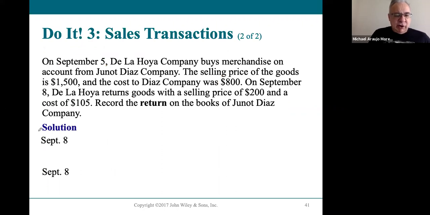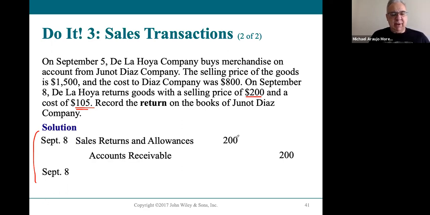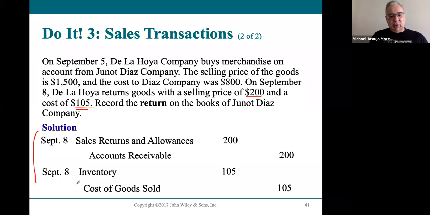3 days later, they return goods. These goods are not defective, so they can sell them again. So they return $200 worth of goods at a cost of $105. So sales returns and allowances will get the $200 debit. Accounts receivable, $200 credit, right? We lower the receivable because we're not going to receive money on that. Okay, and we put it back in our inventory. So we're going to debit our inventory account for 105, credit our cost of goods sold for 105. And that's how a seller would handle it. Questions on that?